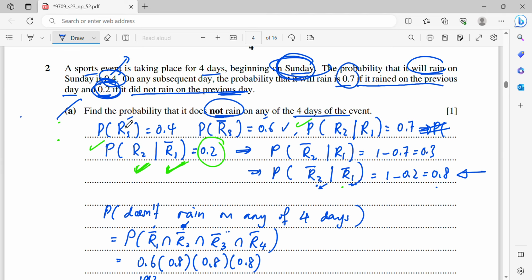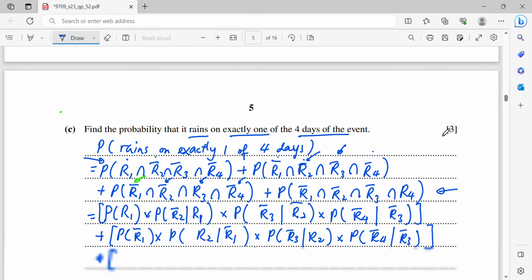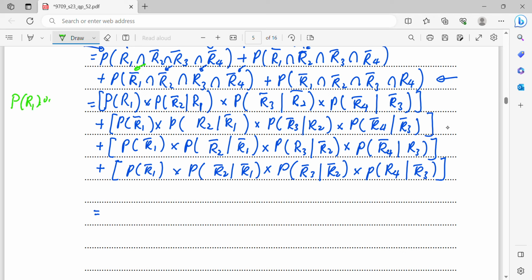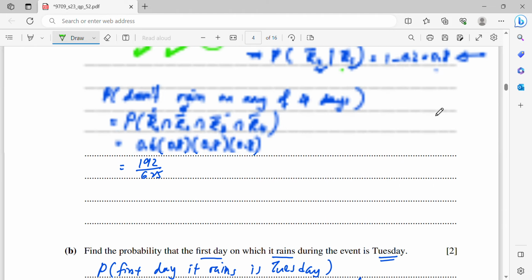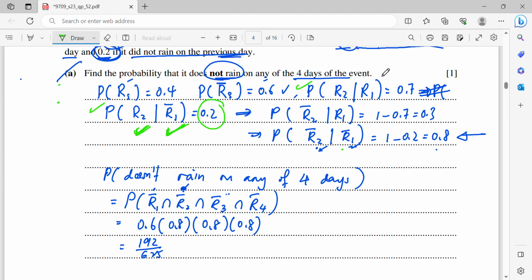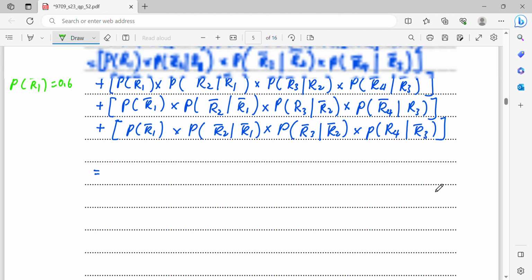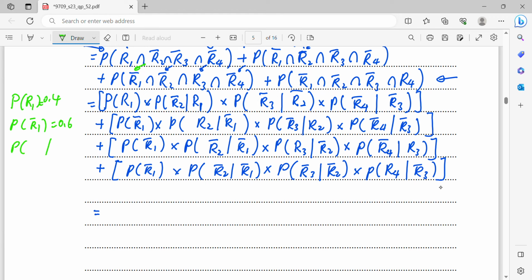Okay, P rain on first day 0.4. So now I will write down all these summaries. P rain on first day is 0.4. That means P not rain on first day will be 0.6. And then now first day rain, second day rain is 0.7. Means that now if first day rain, second day not rain will be 0.3. So the total is 1.